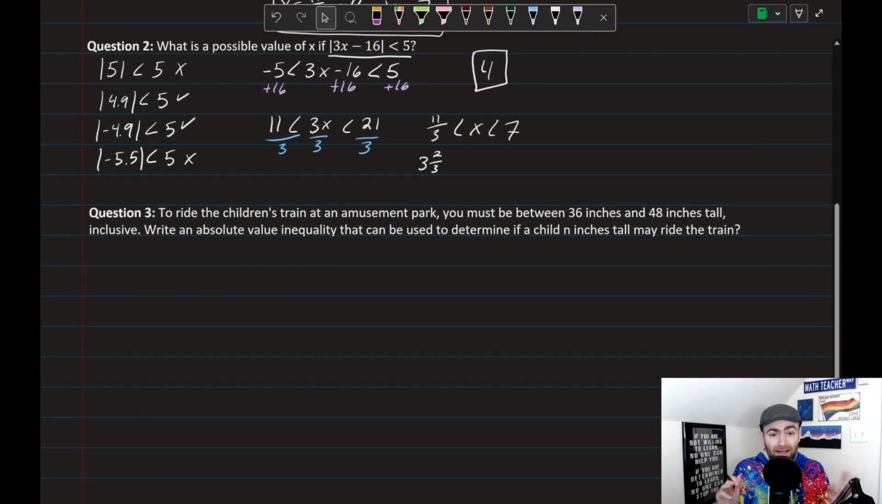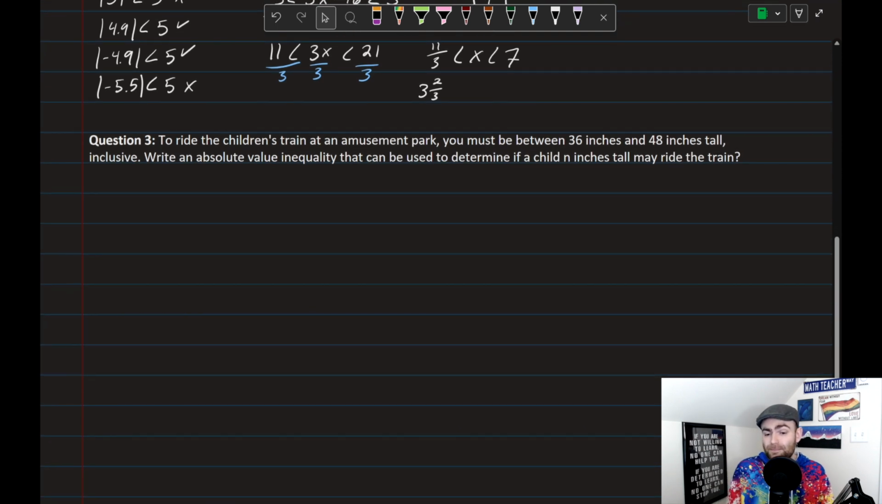All right. Last but not least, we have a word problem, and we're going to have to think hard about this one. So to ride the children's train at an amusement park, you have to be between 36 and 48 inches tall, inclusive. Inclusive meaning you can be 36 inches tall, you can be 48 inches tall. So we're going to put an "or equal to" whenever we need to put an inequality.